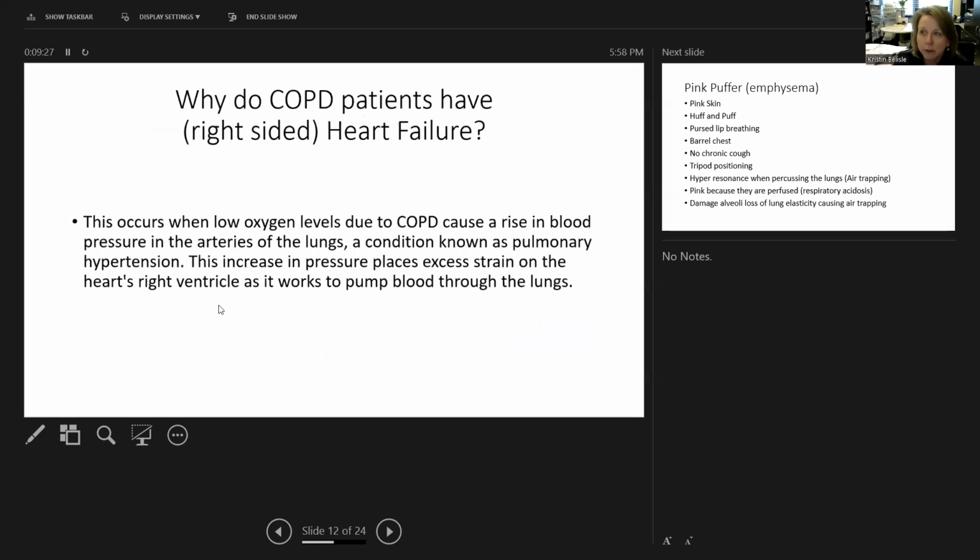This is right-sided heart failure. Cor pulmonale, and COPDers can have it, especially if they're severe. It occurs when low oxygen levels due to COPD cause a rise in the blood pressure in the arteries in the lungs, like I said, and this causes the pulmonary hypertension. So when this happens, we have an increase in pressure, which places excess strain on the heart's right ventricle. If you work a muscle out, if you overwork the heart muscle where it's trying to pump, that's why hypertension can cause left-sided failure.